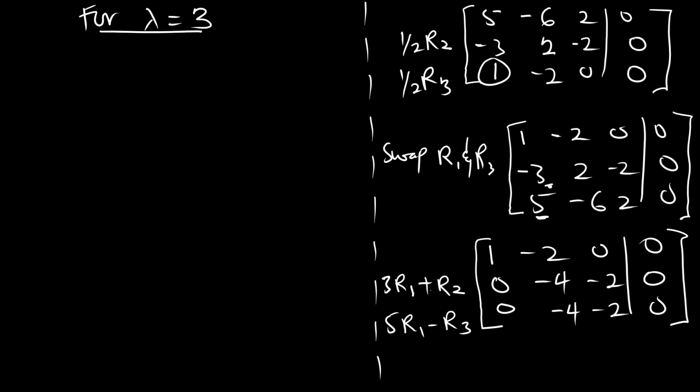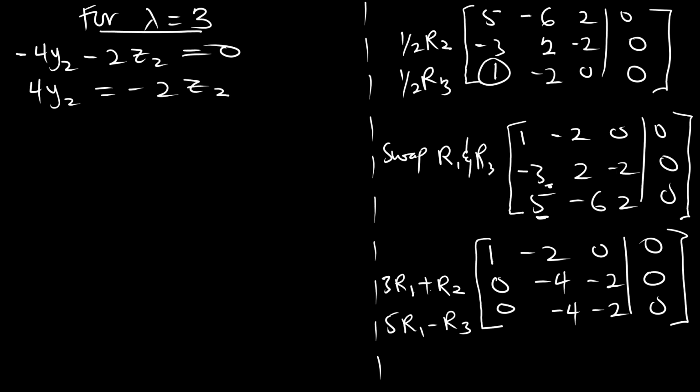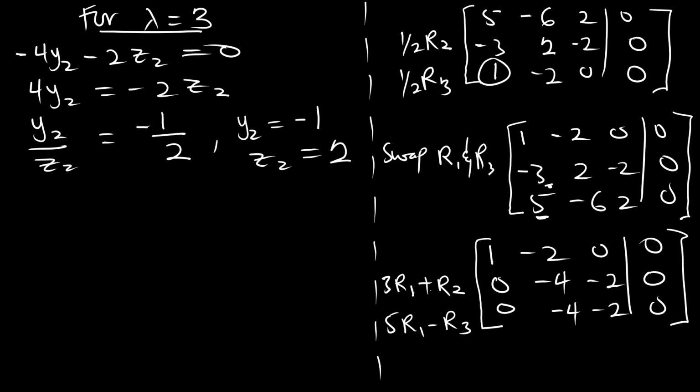Now from equation 2 or rule 2, can I write negative 4y2 minus 2z2 equal to 0? This means that my 4y2 should be equal to negative 2z2, and y2 on z2 should give me negative 1 on 2.